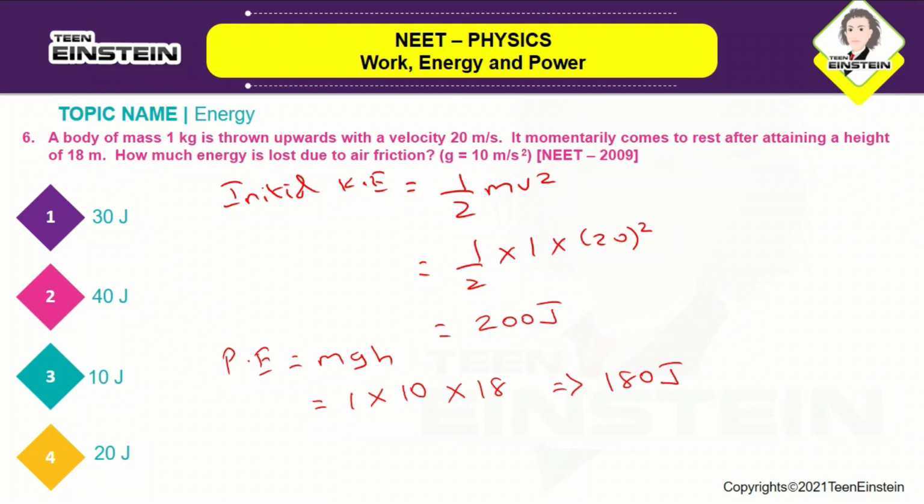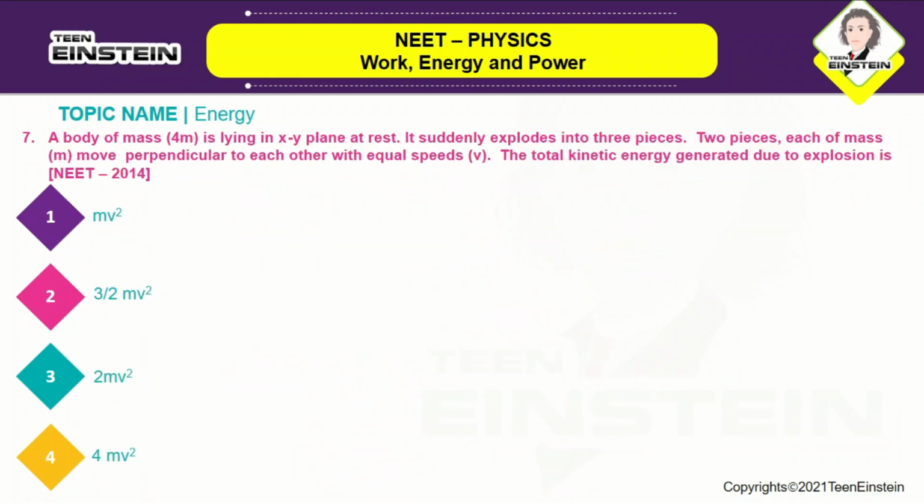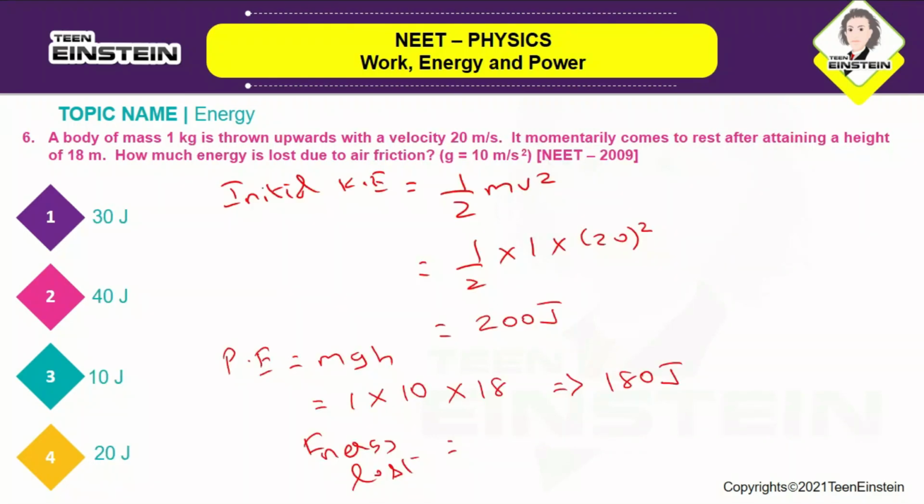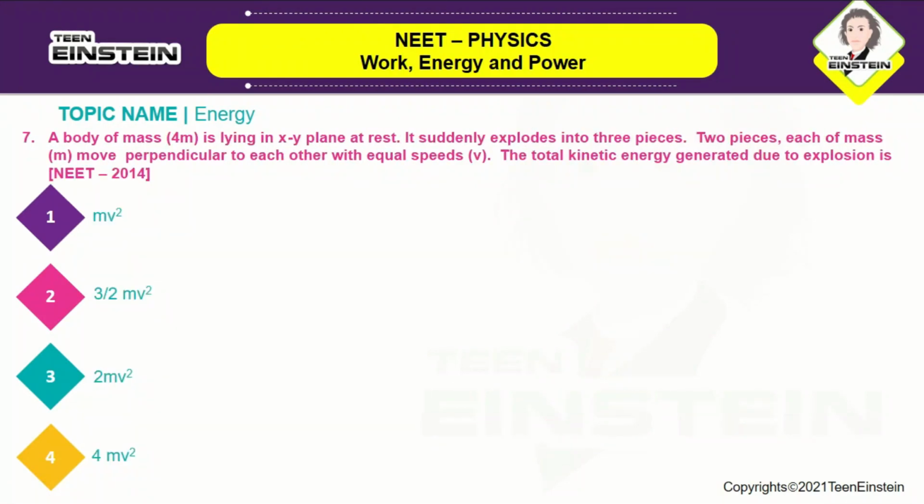So how much energy it has lost is, if you subtract the potential energy from the initial kinetic energy, you will be getting the energy it has lost due to the air friction. Okay, so if you solve this, this energy lost is 200 joules minus 180 joules. So this will become 20 joules. So this much of energy is being lost by the particle. So the answer is 20 joules. Option number 4 is the correct answer. Okay, we will move on with the next question.